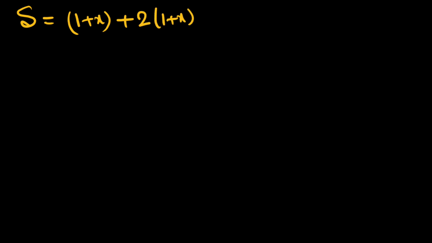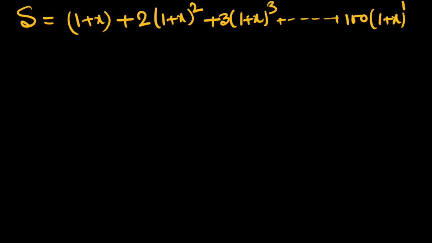Let us clearly write this total expression, denoted by S = (1 + x) + 2(1 + x)^2 + 3(1 + x)^3 up to 100(1 + x)^100. Now we multiply the above expression by (1 + x). So it changes very nicely to (1 + x)S, since it is multiplied by (1 + x).